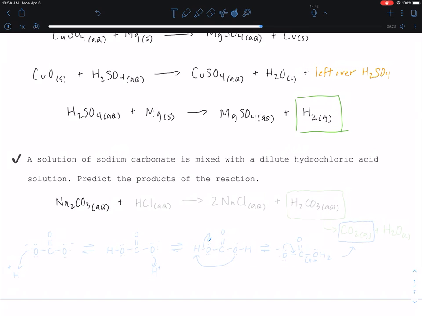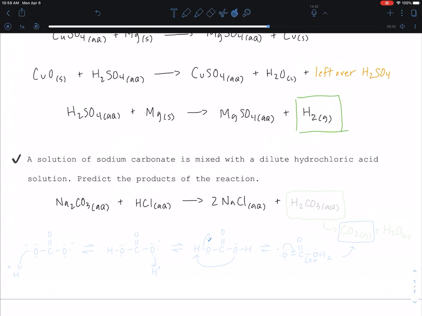And then to this, you're going to add some dilute hydrochloric acid, meaning we have an aqueous solution of hydrogen chloride. And what are we going to get? We're going to get 2 equivalents of sodium chloride, and that will be in solution.